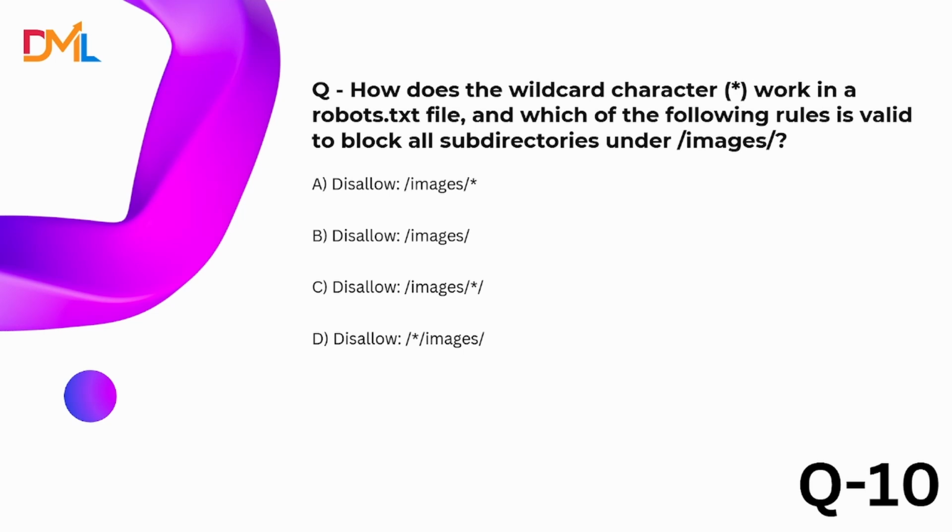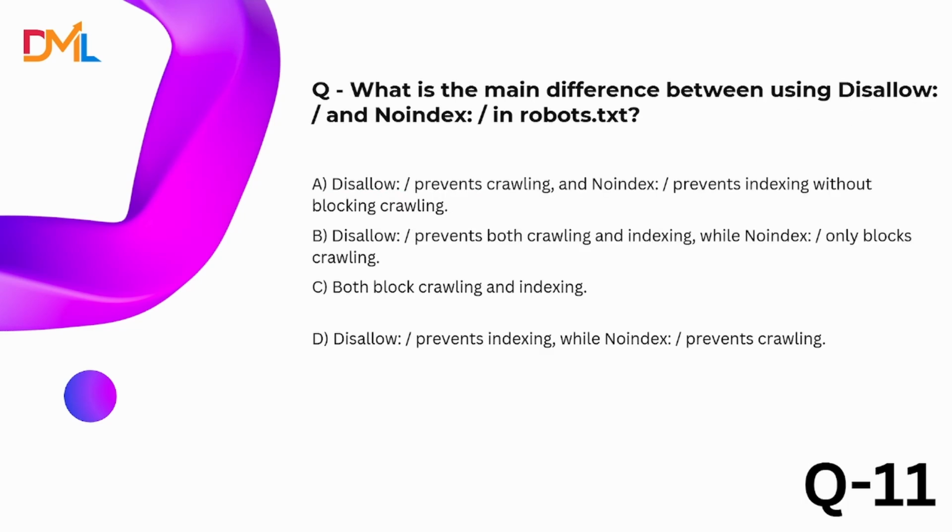Question number 10. How do wildcard characters work in a robots.txt file, and which of the following rules is valid to block all subdirectories under images? Answer A. Question number 11. What is the main difference between using Disallow and noindex in robots.txt? Answer A, Disallow prevents crawling and noindex prevents indexing without blocking crawling.